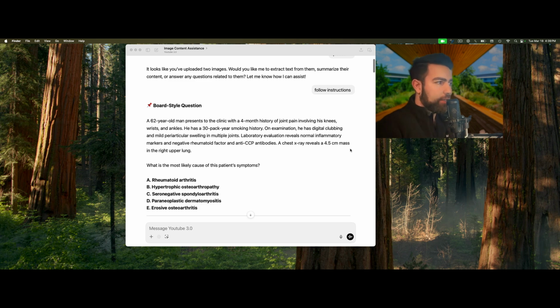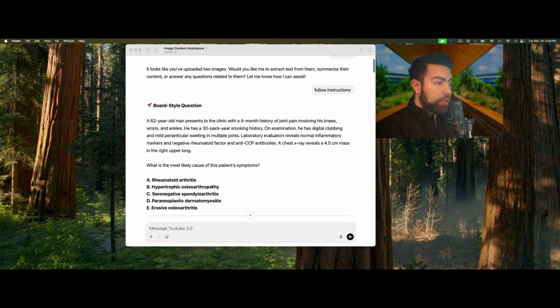So let's go ahead and get started. This is a 62-year-old man. He presents to the clinic with a 4-month history of joint pain involving his knees, wrists, and ankles. He has a 30-pack-year smoking history, and on exam he has digital clubbing and mild periarticular swelling in multiple joints. The labs show normal inflammatory markers and a negative rheumatoid factor and anti-CCP antibodies. A chest X-ray reveals a 4.5 centimeter mass in the right upper lung. What is the most likely cause of this patient's symptoms? So go ahead and pause the video right here, pick your answer, and then we're going to go through the questions together.